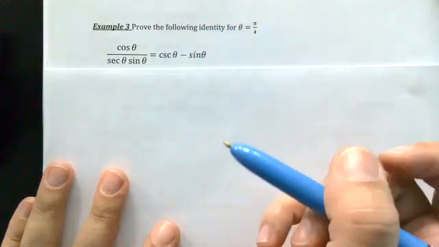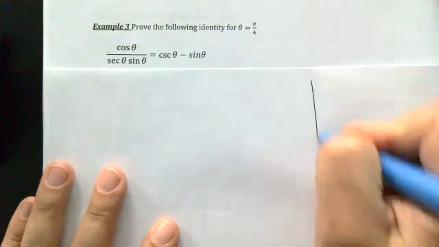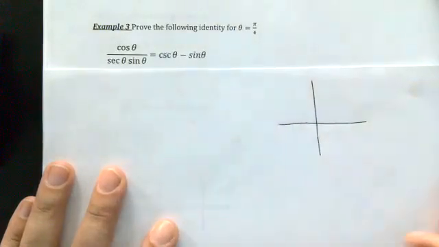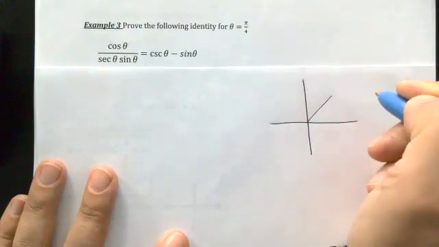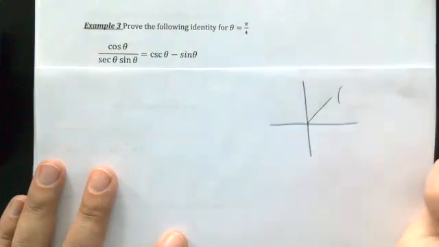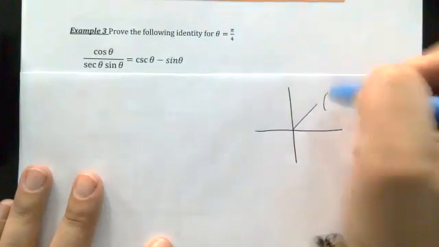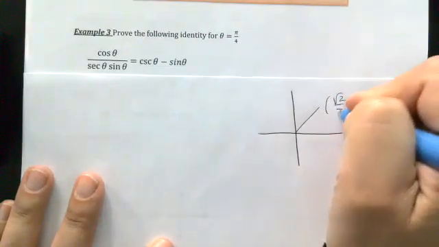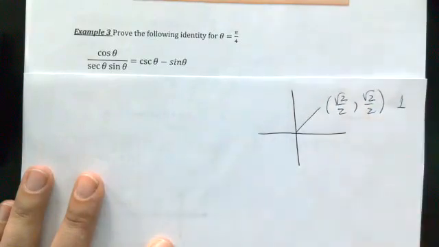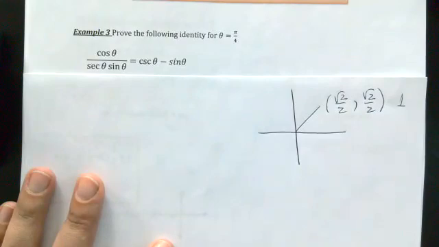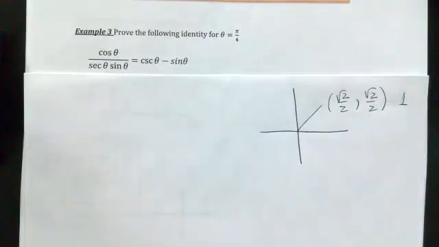So we have to prove the identity for theta equals pi over 4. So I would start somewhere on my page with the unit circle value for pi over 4, right? So we have square root of 2 over 2, square root of 2 over 2, and for tangent I have 1. I would do my unit circle just in the first quadrant, so I have some basic values there to work with.